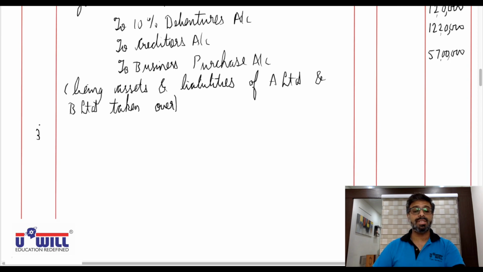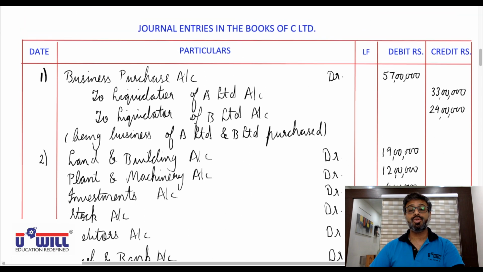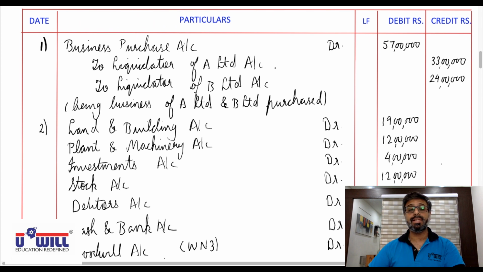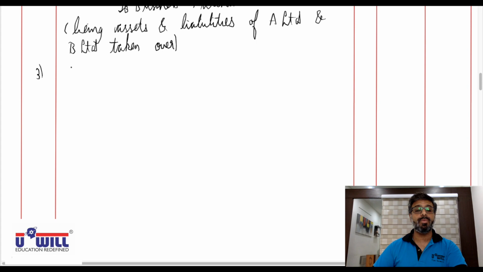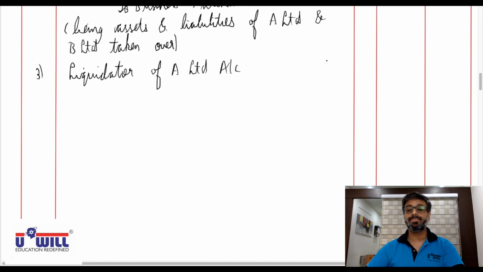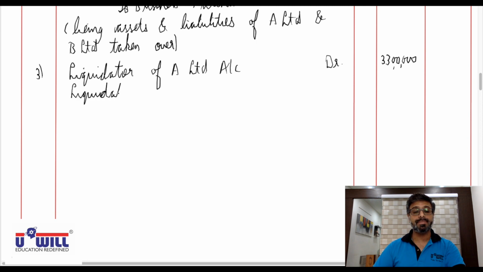Now third entry is for settlement of purchase consideration. So liquidator of A Limited is the receiver, debit the receiver. Liquidator of A Limited account debit with 33 lakhs. Liquidator of B Limited is the receiver, debit the receiver. Liquidator of B Limited account debit with 24 lakhs. All of you first write down this.